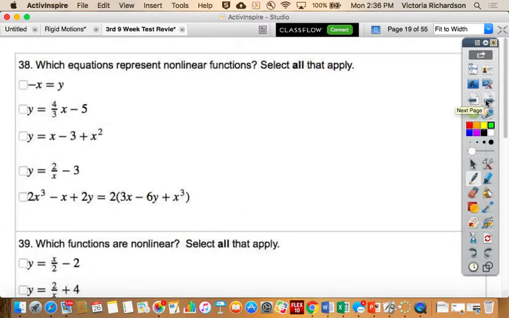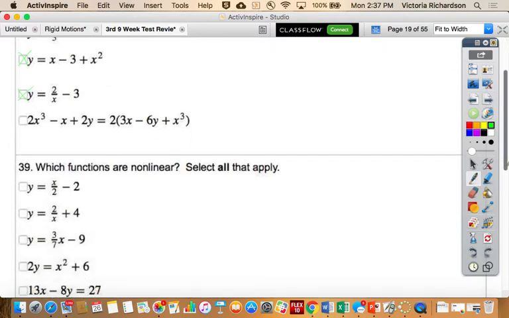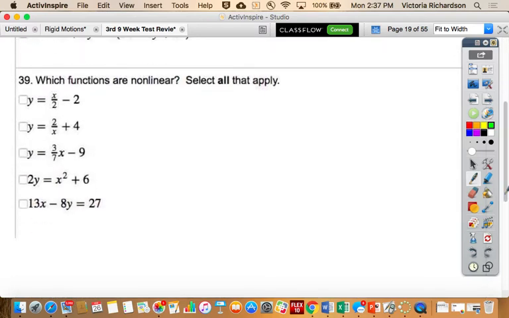Which equation represents nonlinear functions? Select all that apply. Nonlinear functions cannot contain a square, so it would be C. And also nonlinear functions cannot have x in the denominator, so it would be C and D. 39, same thing. You cannot have x in the denominator, so B would be a part, and you cannot have a square.